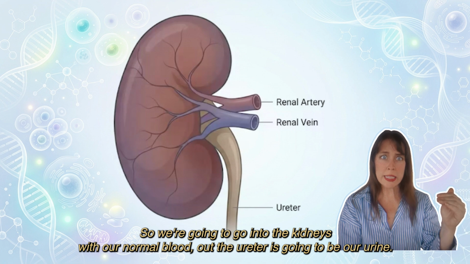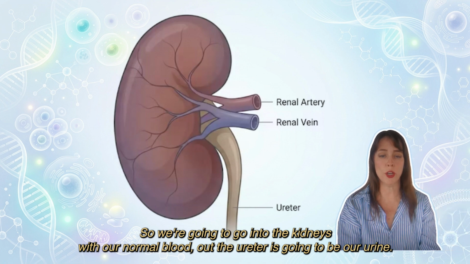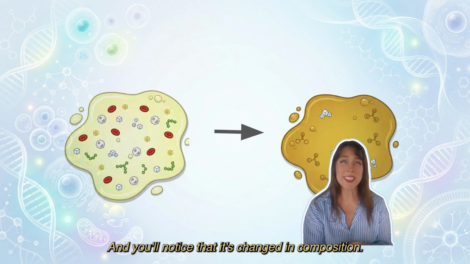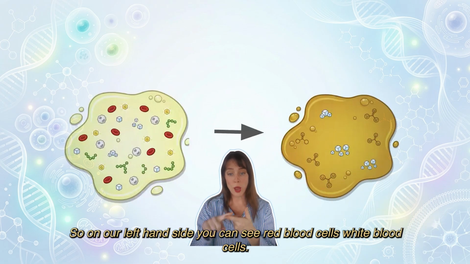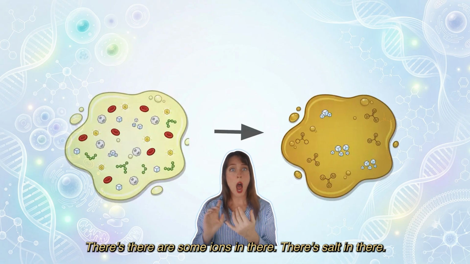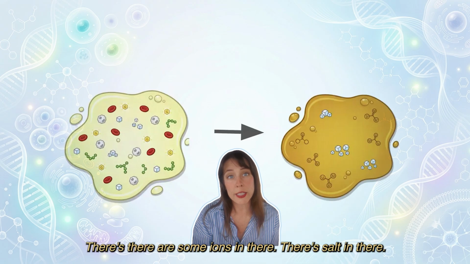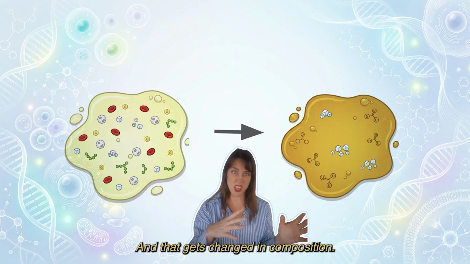So we're going to go into the kidneys with our normal blood. Out the ureter is going to be our urine, and you'll notice that it's changed in composition. On our left-hand side, you can see red blood cells, white blood cells, there's bacteria, there's glucose, there are some ions in there, there's salt in there, and that gets changed in composition.